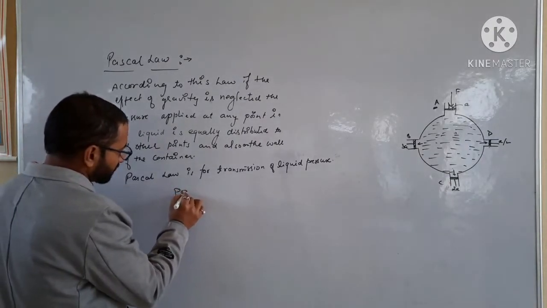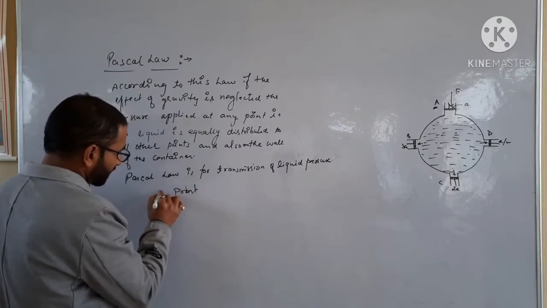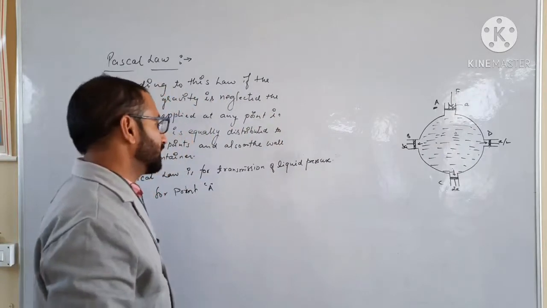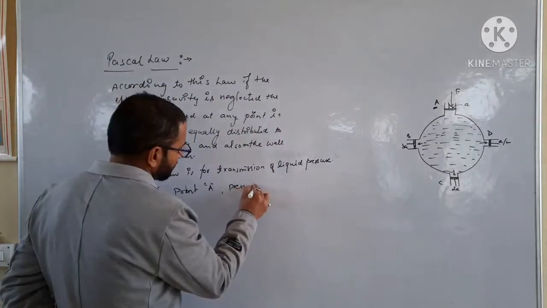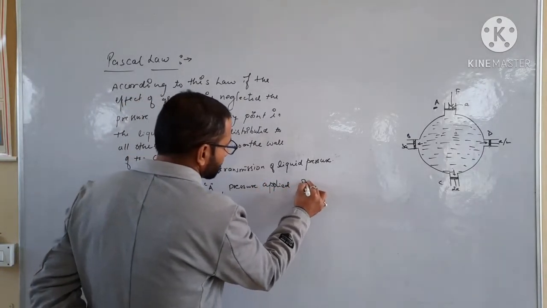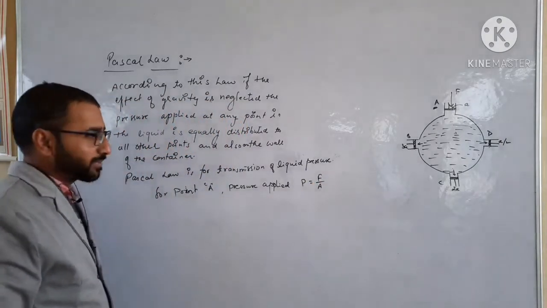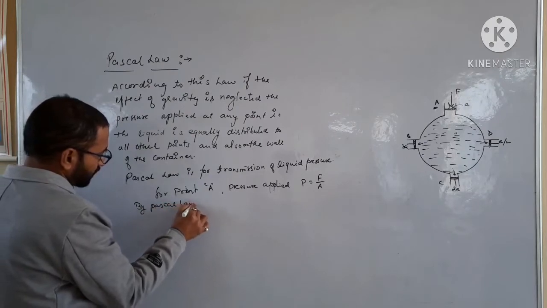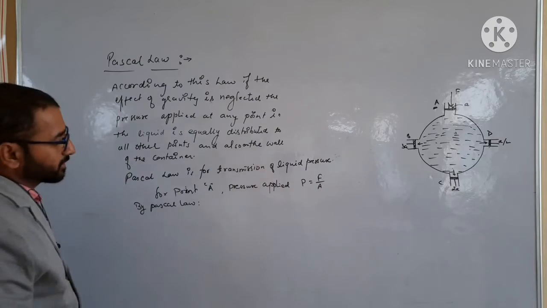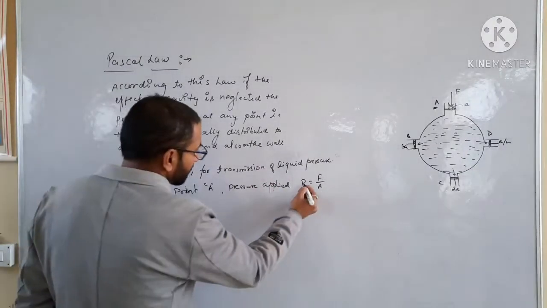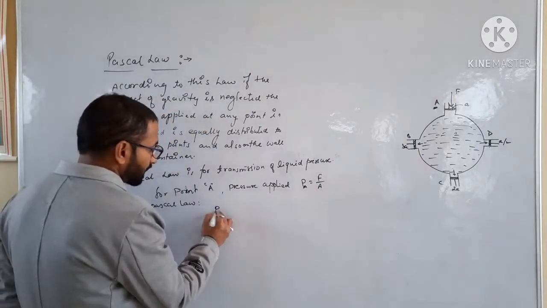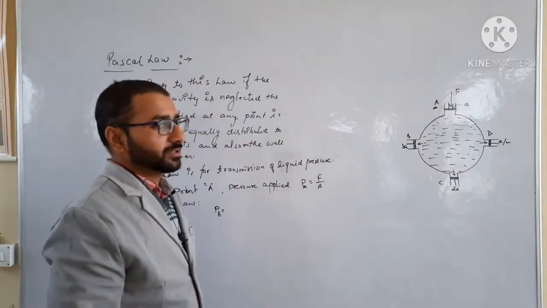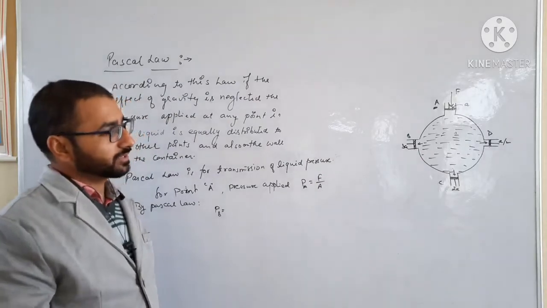So if we think about point A, if we are applying some external pressure by the force F on point A, then for point A the pressure exerted, or you can say pressure applied, P is equal to F upon A. Point clear? This is the pressure applied on point A, and by Pascal law, we know that this pressure is equally distributed to all other points of the liquid. Now the pressure PB should remain the same, because according to Pascal law, the applied pressure is equally distributed to all other points and also the wall of the container.